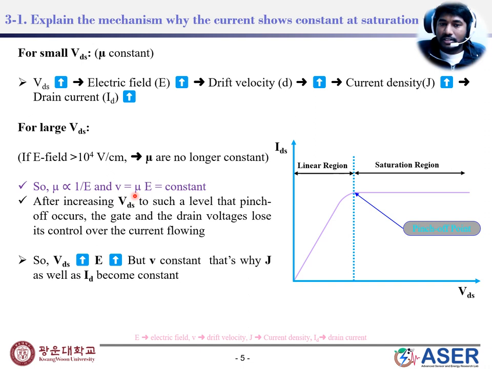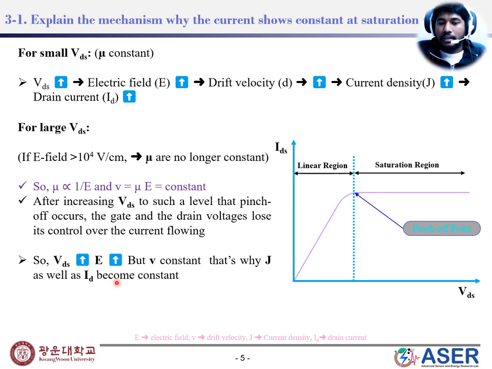So mu is inversely proportional to the electric field, and drift velocity is constant. After increasing VDS to such a level that pinch off occurs, the gate and the drain voltage lose their control over the current flowing. So if we increase VDS further, the electric field also increases, but drift velocity is constant. That's why J as well as ID become constant.